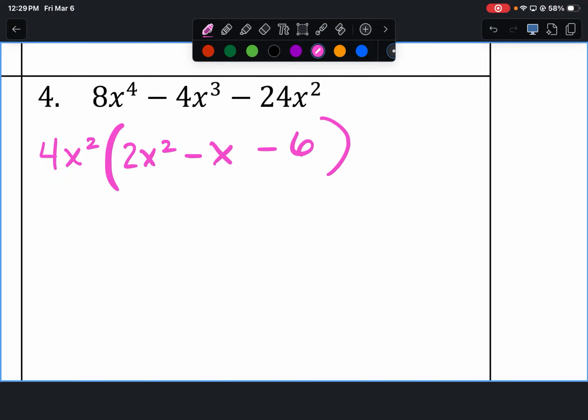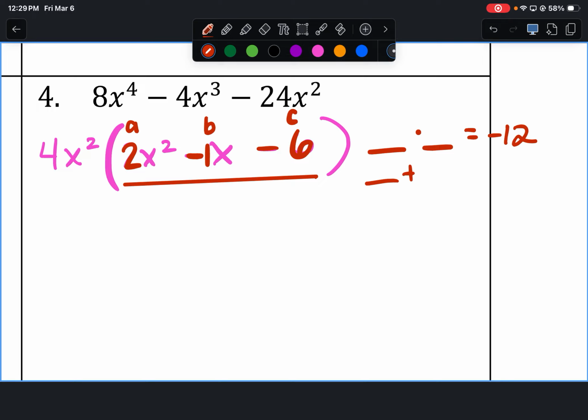So we are now going to focus on this part of our problem. How many terms does that part have? 3. It is a trinomial. So let's find our a, b, and c. What is a of that trinomial? What is b? Negative 1. What is c? So we have to figure out what multiplies to give us a times c, and what adds to give us b. What multiplies to give us negative 12 but adds to give us negative 1? What combination of 4 and 3? Negative 4 positive 3.